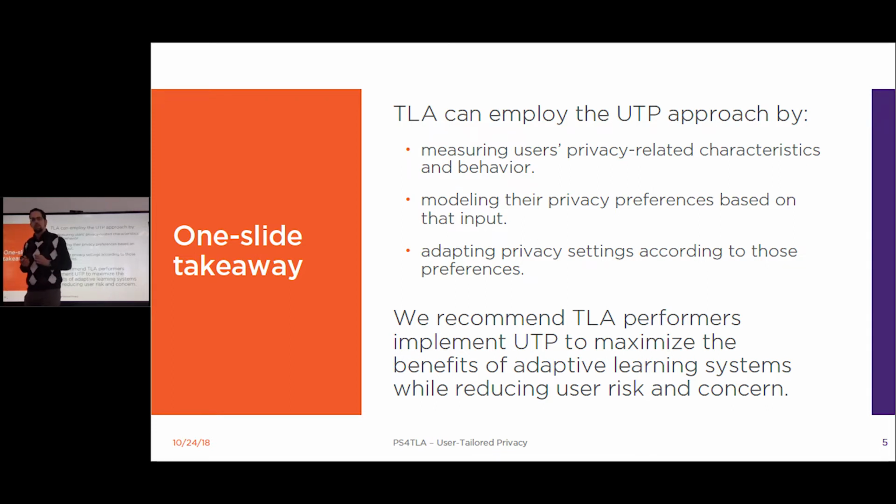The goal of user-tailored privacy is one way of alleviating these privacy concerns. The specific way in which user-tailored privacy does this is actually quite reminiscent of how learner modeling works. Namely, you measure the user's privacy-related characteristics and behaviors, then you model their privacy preferences based on this input, and then you adapt the privacy settings of the learning system according to this user privacy model, rather than the learning model, that you create of the user. So that's what we're going to talk about today: how do you build this for a TLA-based learning system?